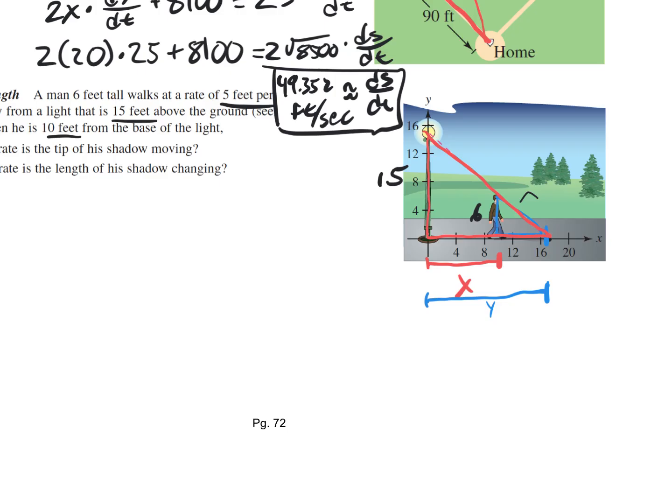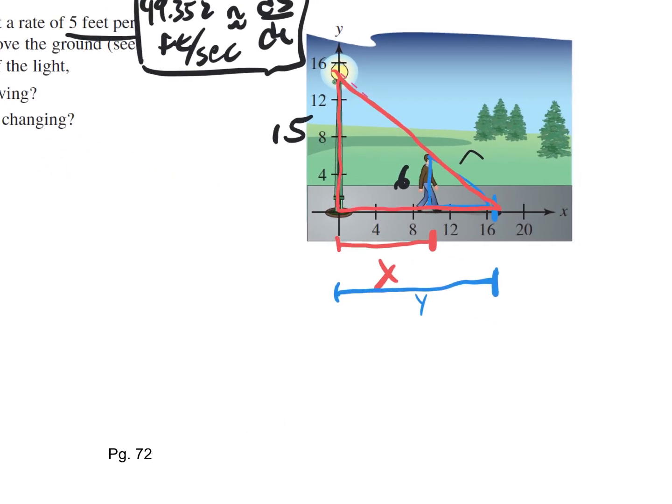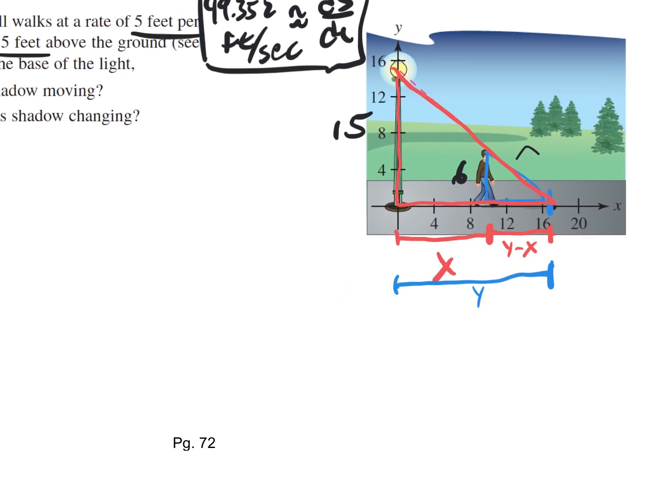Now, you know what? Let's change this. I'm going to, well, no, that's fine. If that's x and that's y, then what is this distance right here? Well, this is the distance y minus x. Okay?